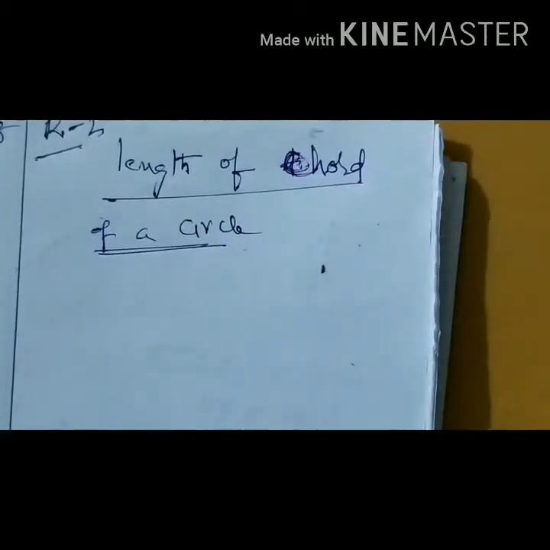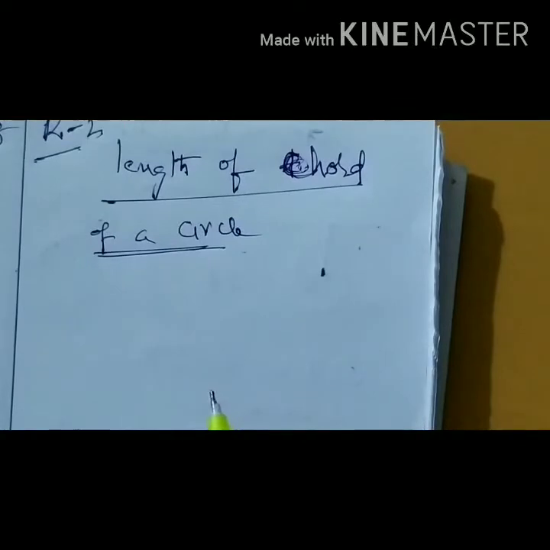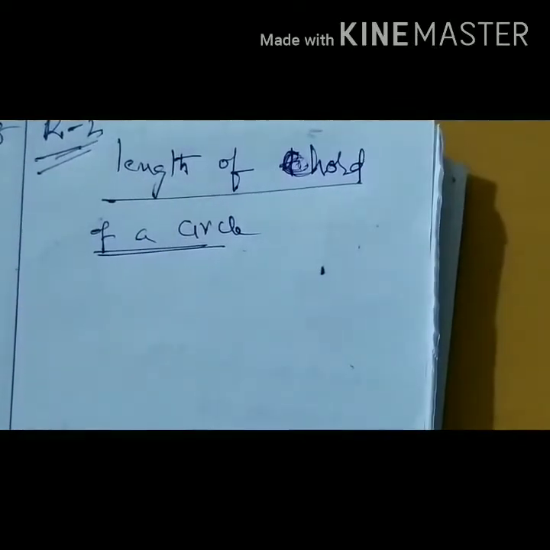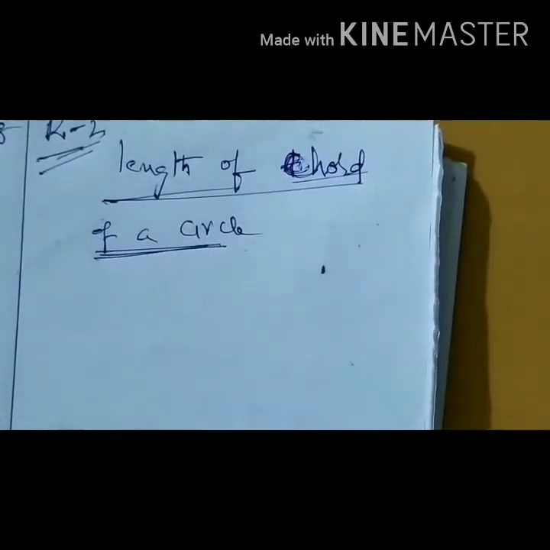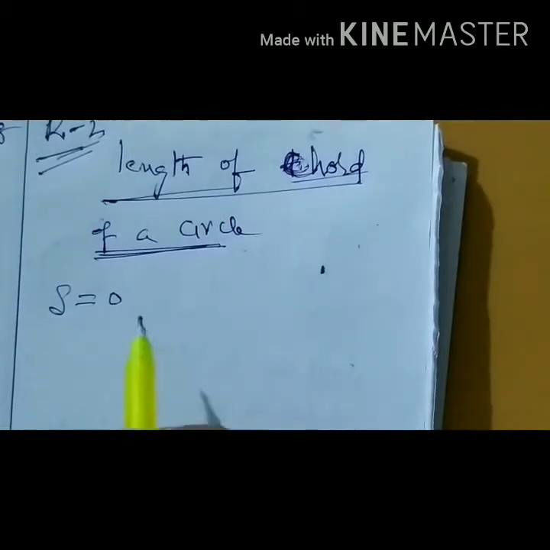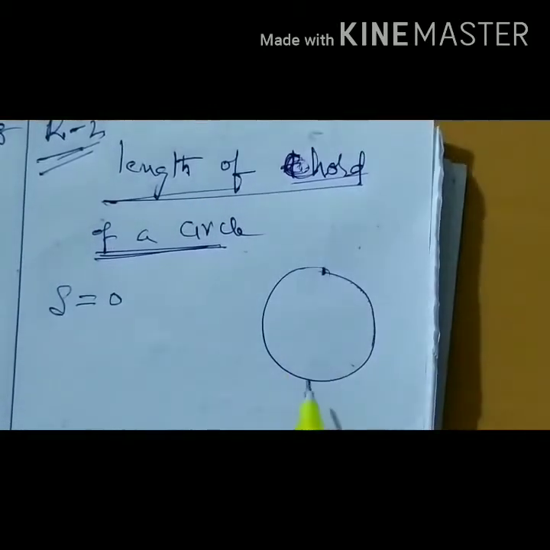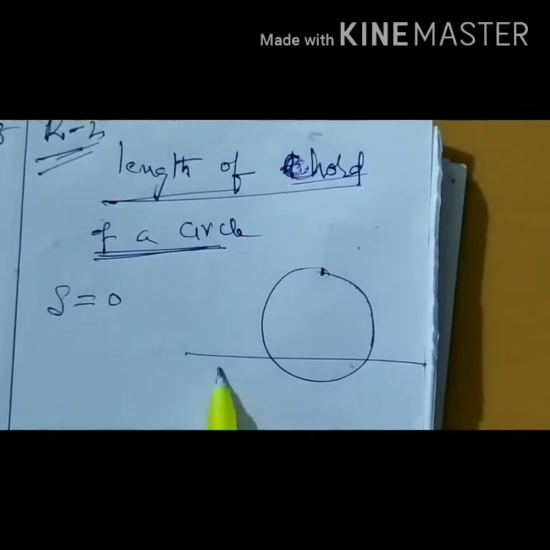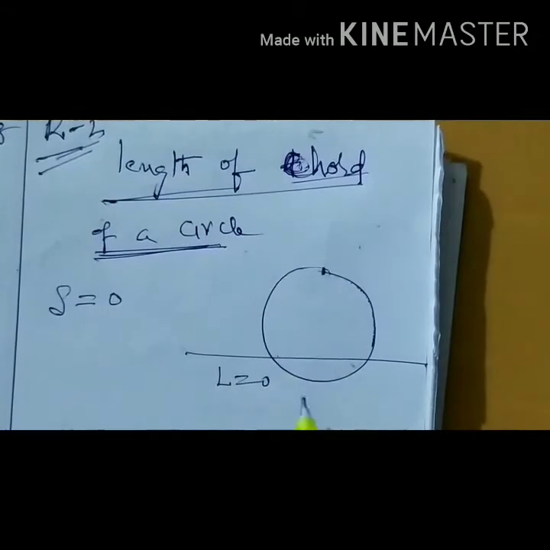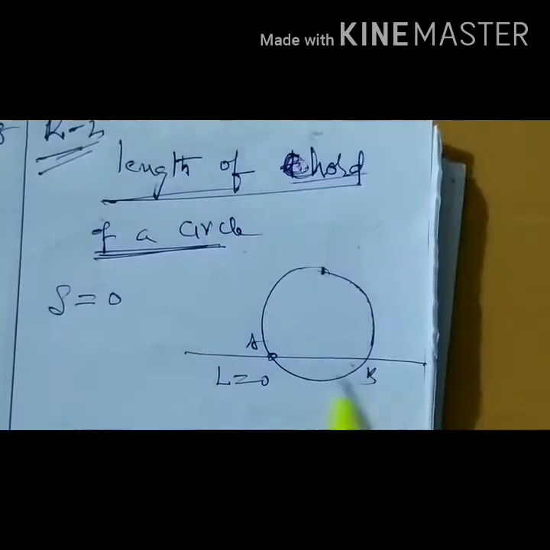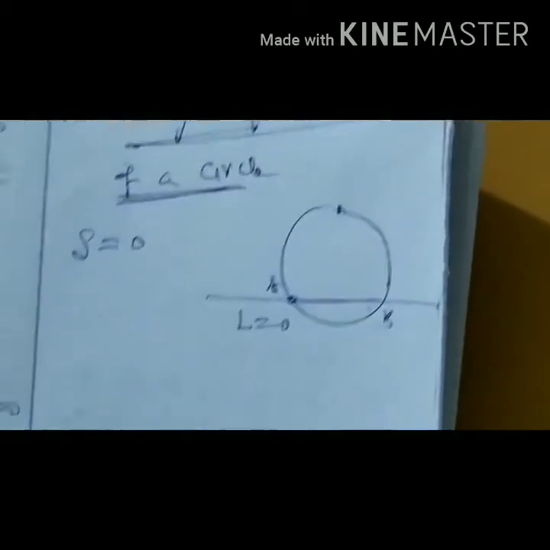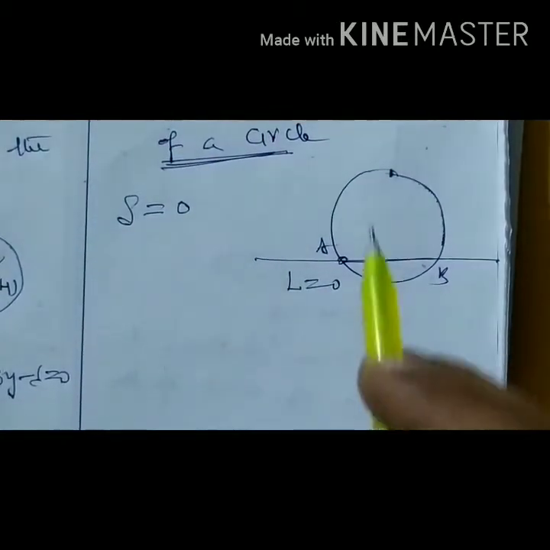Hello students. Today, as a part of geometrical results, let us find out the second result, that is the length of a chord of a circle. Chord length. Suppose S = 0 is a circle and L = 0 is a secant, meaning it is intersecting the circle at two distinct points A and B. Then AB will be a chord of the circle. Now let us find the length of the chord using the geometrical concept.